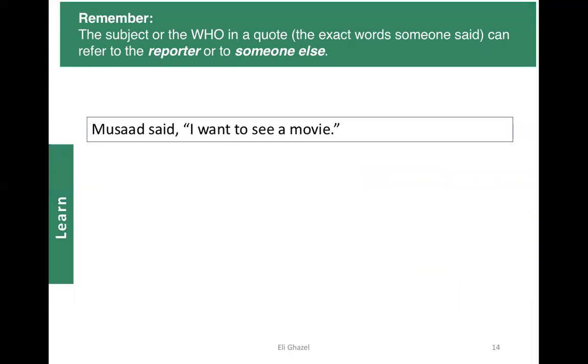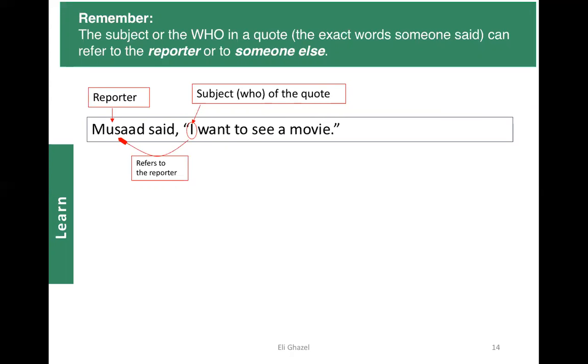Now let's go back to learning again. Now we want to see how we're going to build up the noun clause and what goes on in the noun clause and how the words change. And in this part, we're going to focus on whether the words refer to the reporter or to someone else. Musad said, I want to see a movie. Musad is the reporter. I is the subject or the who of the quote. The I refers to Musad.